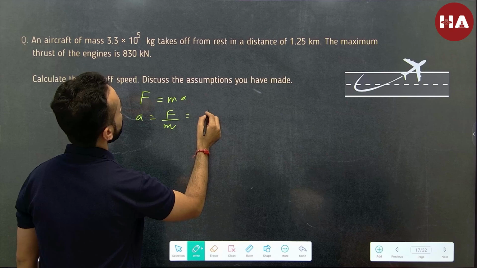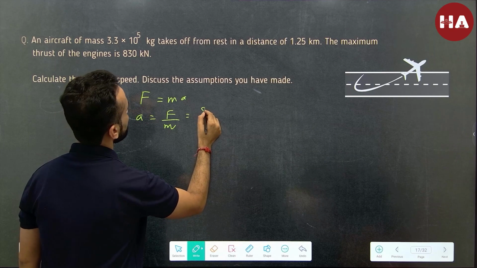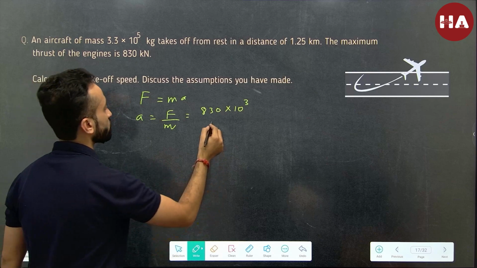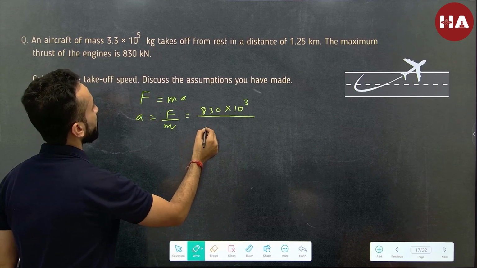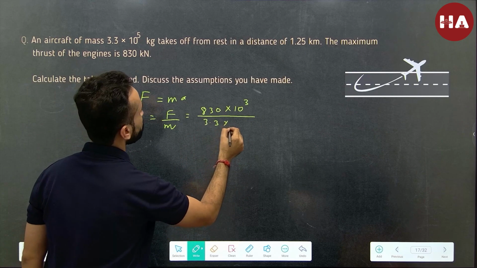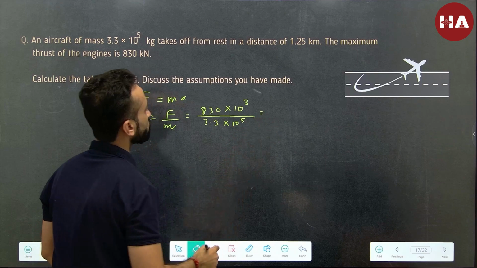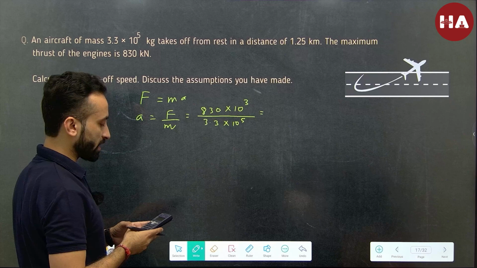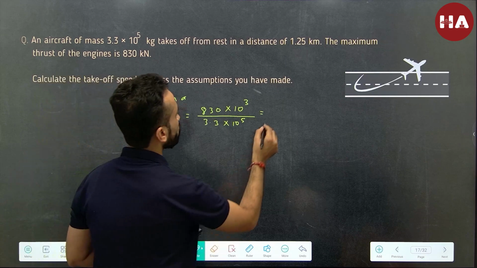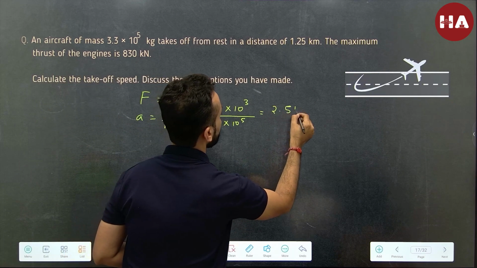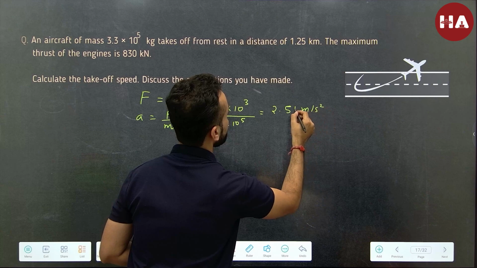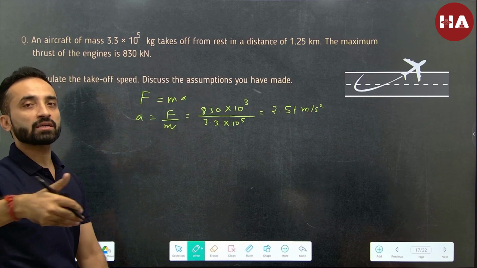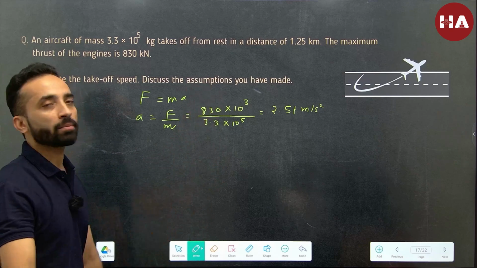So what is the force acting? That's 830 kilonewton. So let's multiply it by 10 raised to the power 3 to convert that to Newton, and then divide by the mass, that is 3.3 into 10 raised to the power 5. So this is going to be 8.3 divided by 3.3. Let's do this calculation very quickly. So this is giving me 2.51 meter per second square. That's the acceleration, right?